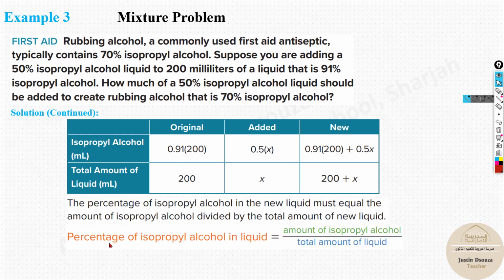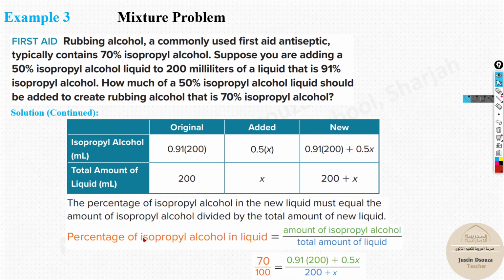Now this is the thing, and you must know one simple formula. The percentage of isopropyl alcohol in any liquid, any mixture, is basically the amount of isopropyl alcohol divided by the amount of liquid. So how much liquid is there and the concentration of it. So this is the formula. Over here, if you write this table, whatever is the amount of liquid must be down in the denominator. It's 200 plus x. The above one is whatever is the concentration, 0.91 or 91% into 200, plus 0.5 into x. So this is what we are going to solve.